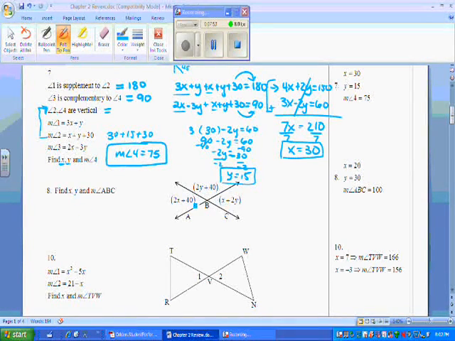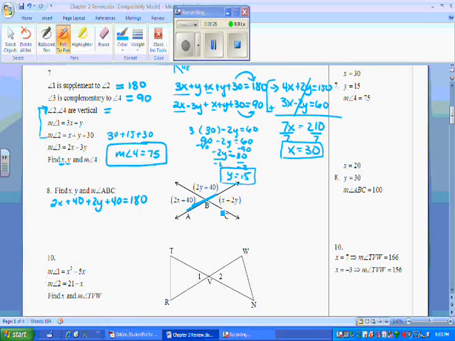Number 8. We have x and y again, so it's kind of like a system. We need to find x, y, and then a, b, c, so this angle here. Well, what do we know? We know, first off, that these two angles right here add to equal 180, so I could make a system once again. I could say 2x plus 40 plus 2y plus 40 equals 180.